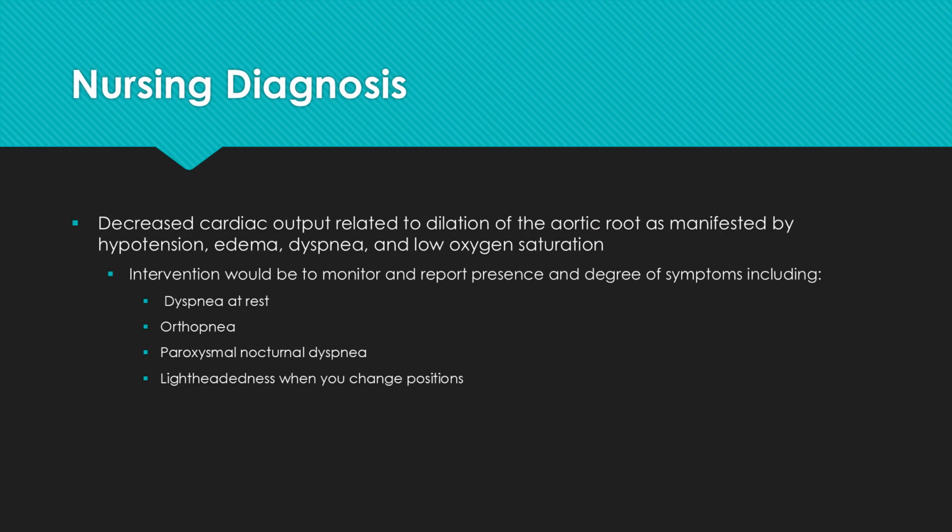An example of a possible nursing diagnosis for a patient with Marfan syndrome may be decreased cardiac output related to the dilation of the aortic root as manifested by hypotension, edema, dyspnea, and low oxygen saturation.